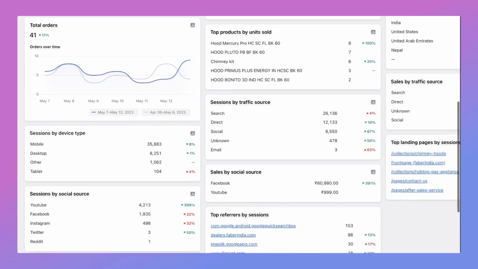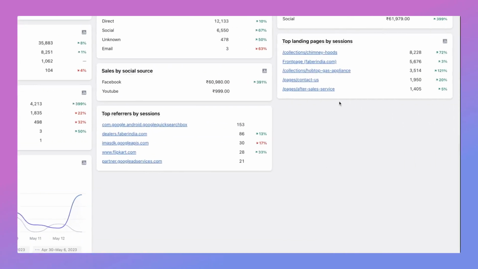Next, we land on top pages by sessions. If you're running ads and driving organic traffic, you can see how people are visiting your website, which pages they are visiting, and what they are buying. That's very important. So after understanding how much traffic is on your website, you need to see where people are landing on your website. This also gives a very good picture: if people are landing on a particular collection or on a particular page, are they converting or buying from that particular collection or not.